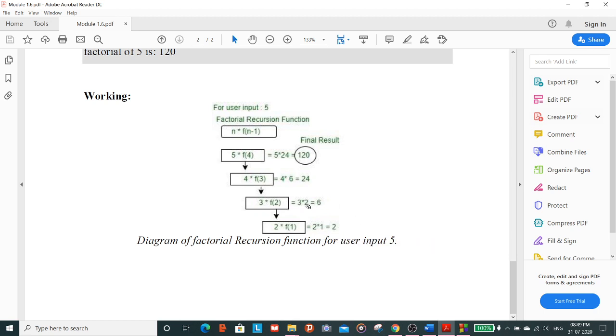The result we put here. 3 is already here, and the f of 2 value is 2. So 3 into 2 is 6. Again this value comes to this position, f of 3. 4 into 6 is 24. Again 24 multiplied with whom? 5. 5 into 24 gives the result 120. That is the final factorial result. Okay.